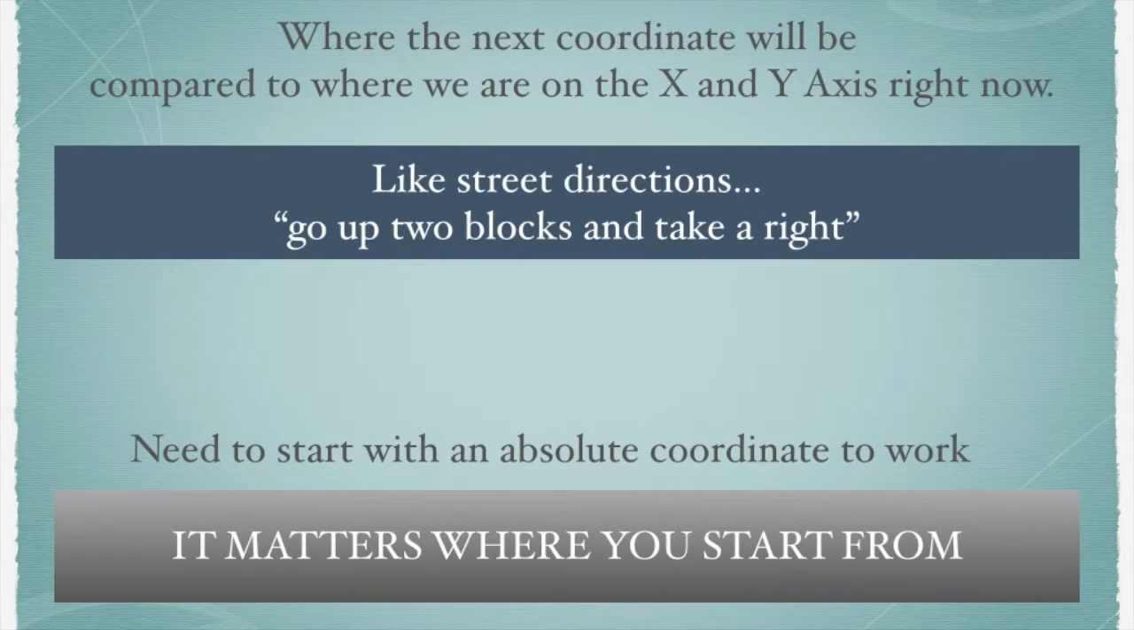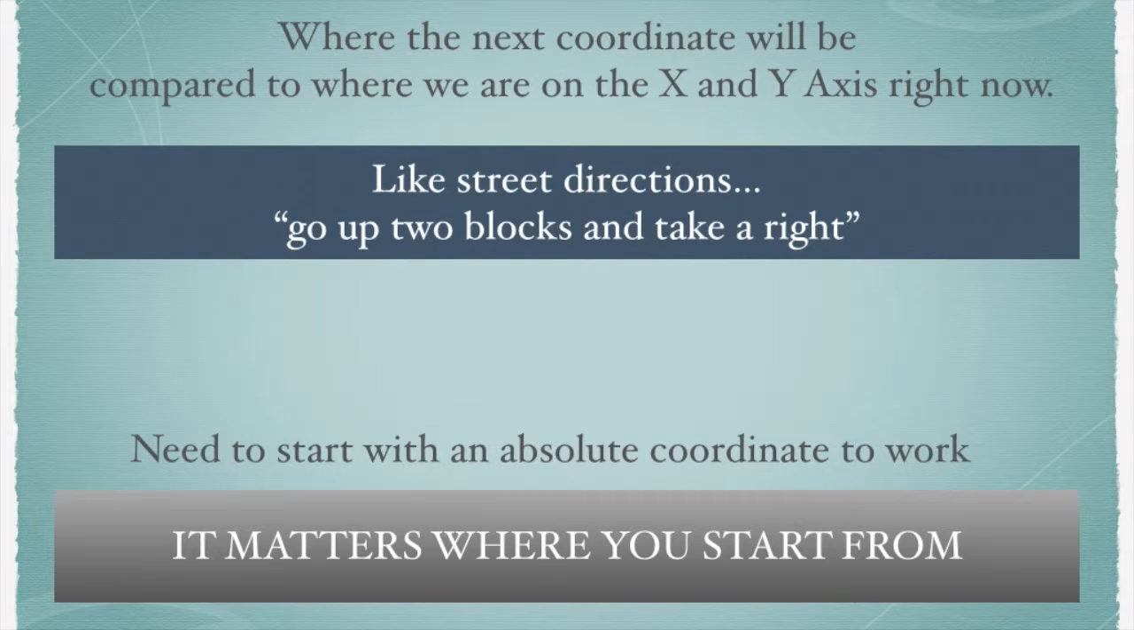So just to wrap up, a relative coordinate is where the next coordinate will be that you're going to compared to where you were on the x and y axis right now. It's a lot like street directions. You say go up 2 blocks and take a right. Don't forget, if you're going in negative directions, you need negative numbers, so left and down are both negatives.